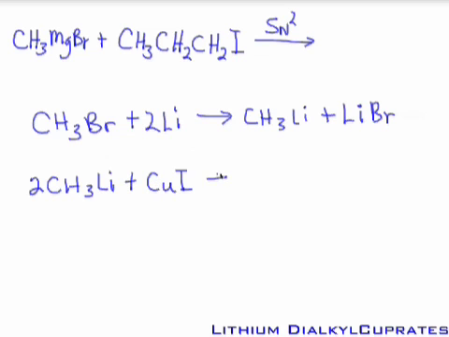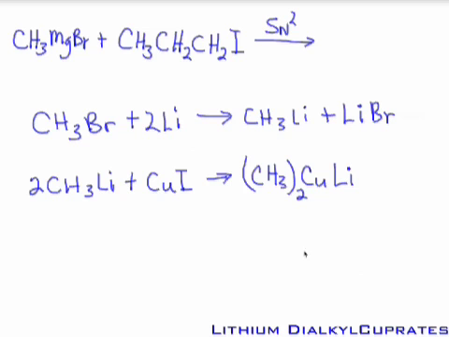That will produce dimethyl cuprate, because copper is +1, 2 methyl minuses added. That means this whole thing has a negative charge, and so we need a lithium.